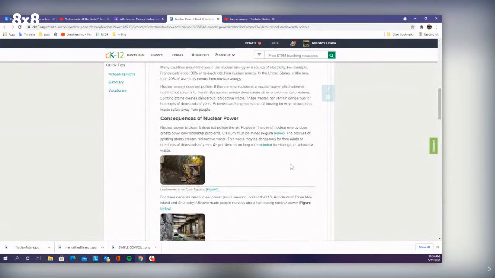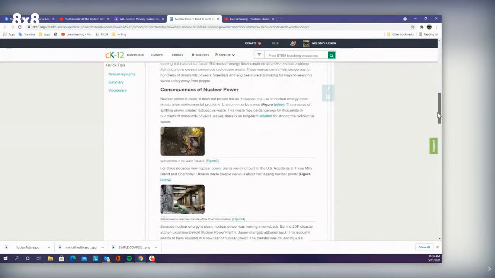Consequences of nuclear power: nuclear power is clean, it doesn't pollute the air. However, the use of nuclear energy does create other environmental problems. The uranium must be mined, as you see in this mine below ground. The process of splitting atoms creates radioactive waste, and this waste may be dangerous for thousands or hundreds of thousands of years. And as yet, there is no long-term solution for storing the radioactive waste. A little scary, y'all.